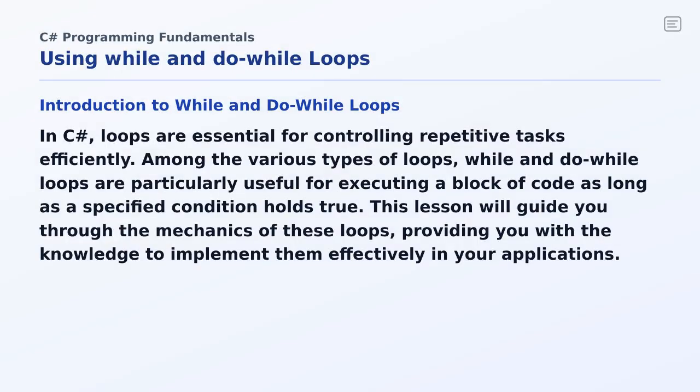Let's move on to introduction to while and do-while loops. In C#, loops are essential for controlling repetitive tasks efficiently. Among the various types of loops, while and do-while loops are particularly useful for executing a block of code as long as a specified condition holds true. This lesson will guide you through the mechanics of these loops, providing you with the knowledge to implement them effectively in your applications. Don't worry if this feels new at first.